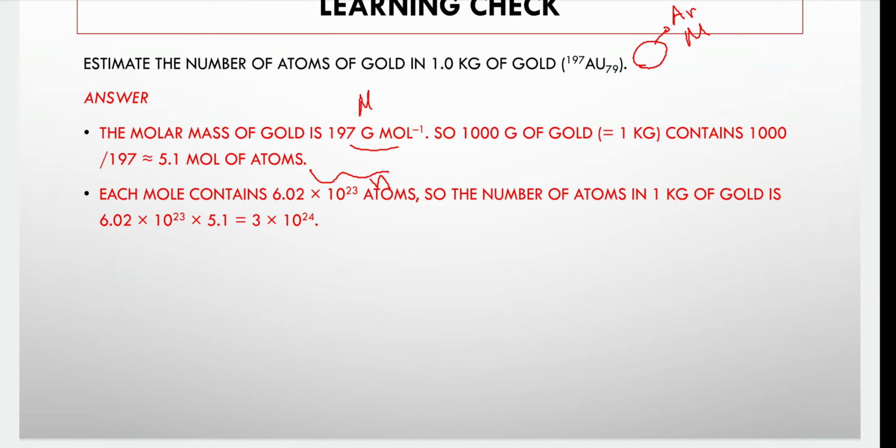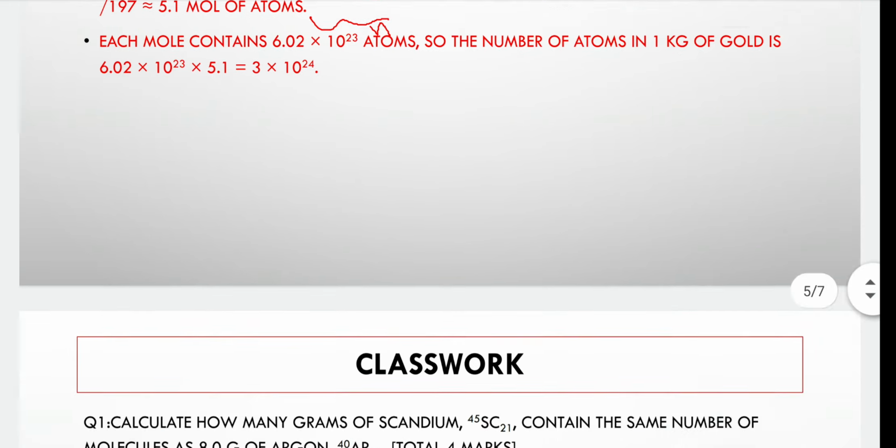So you got the number of moles, and then you can use Avogadro's number. Each mole contains 6.02 multiplied by 10 to the power 23 atoms. So the number of atoms in 1 kilogram of gold equals Avogadro's number multiplied by its number of moles, and it gives me the number of atoms inside the gold. This is the entire work that we have to go through.